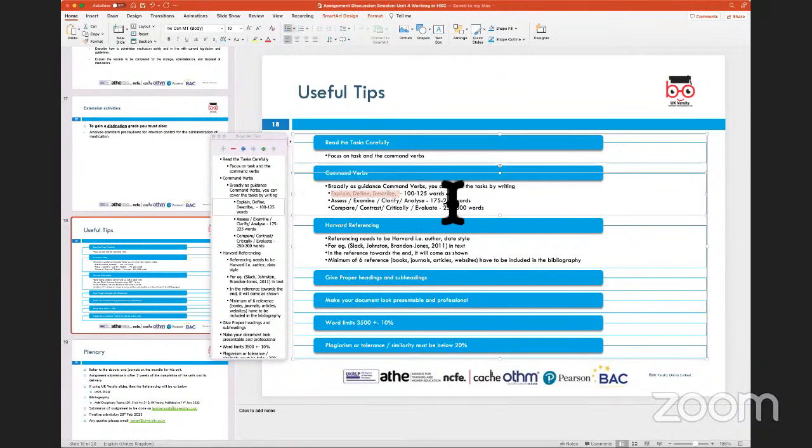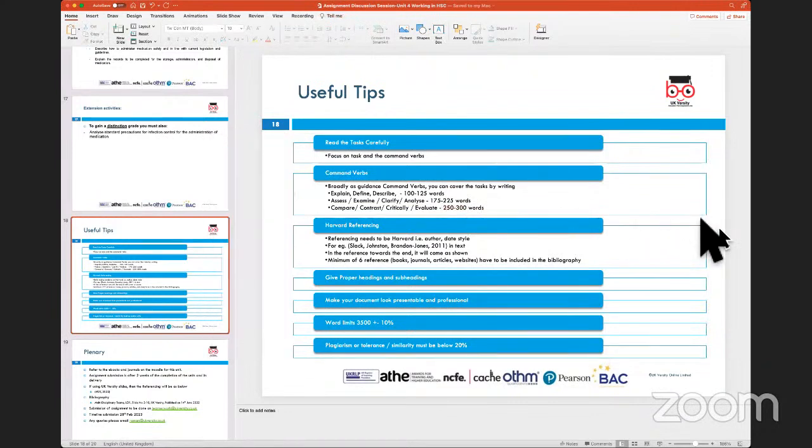In order to give you some suggested word limits, you're looking at about 100 to 125 words to cover that task. Where you have assess, examine, clarify, or analyze, you're probably looking at about 175 to 225 words. Then for compare, contrast, critically evaluate, you're looking at 200 to 225 odd words to write that task.